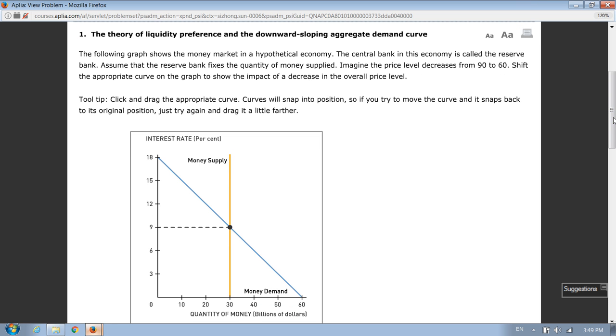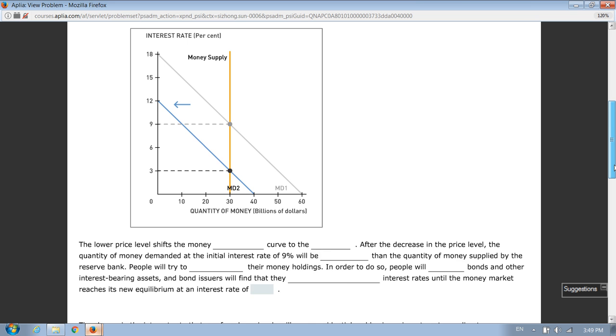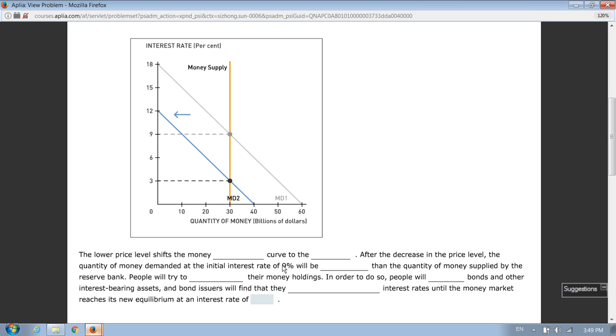So the price goes down. Now consumers will hold less money because they do not need that much money to handle the day-to-day transactions. So this money demand curve will shift to the left. A lower price level shifts the money demand curve to the left.